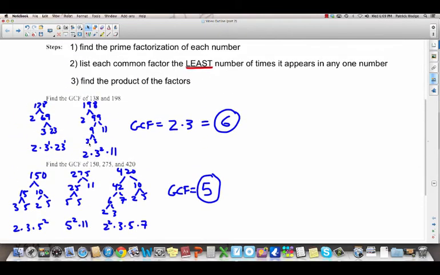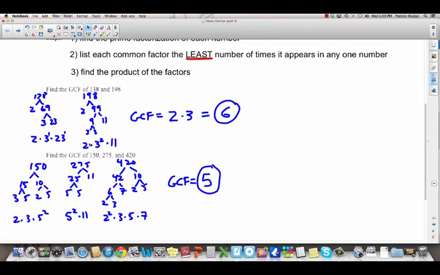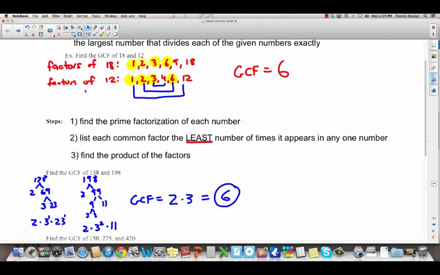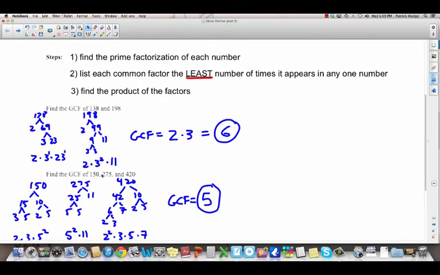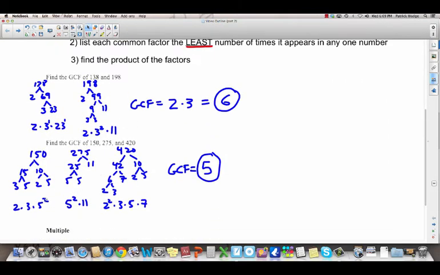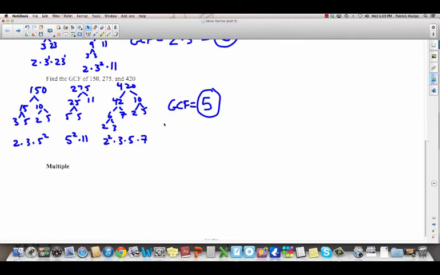Okay, so just to make this point one more time, remember that even though it's called the greatest common factor, when we looked at the factors, we took the least amount of each one. We looked at the smallest exponent, and that's what we wrote over here as our factors.